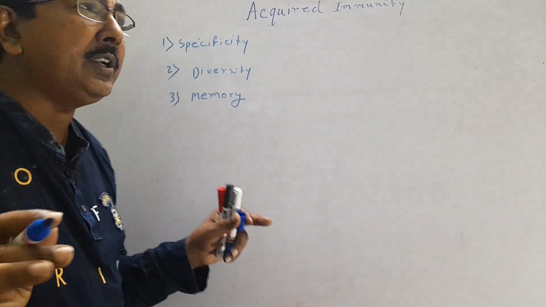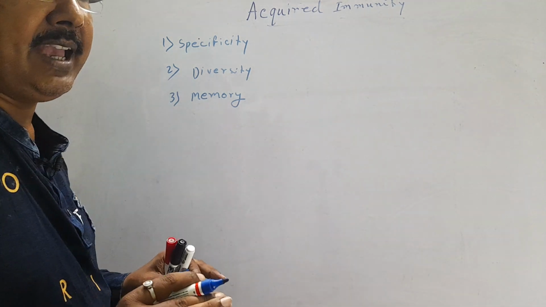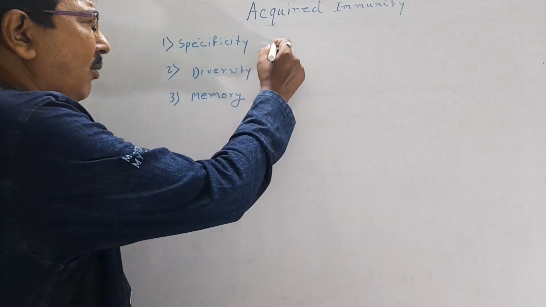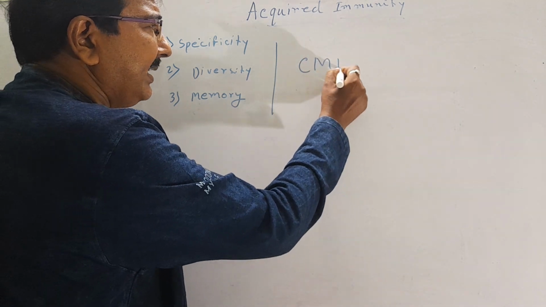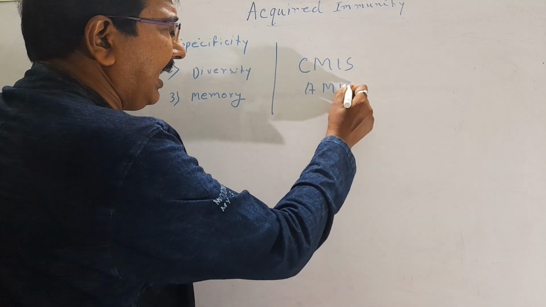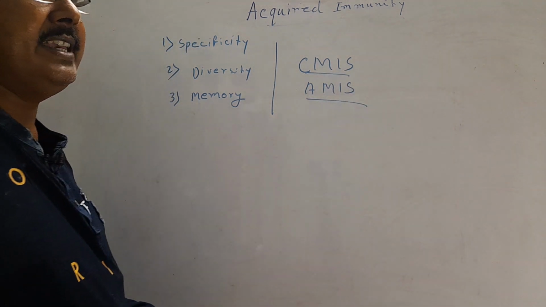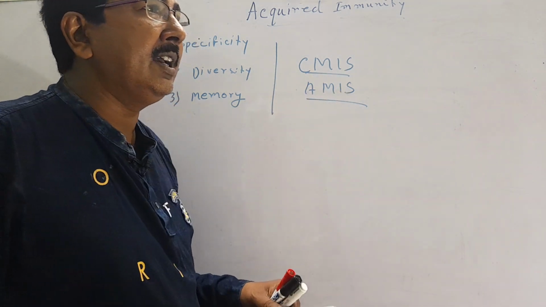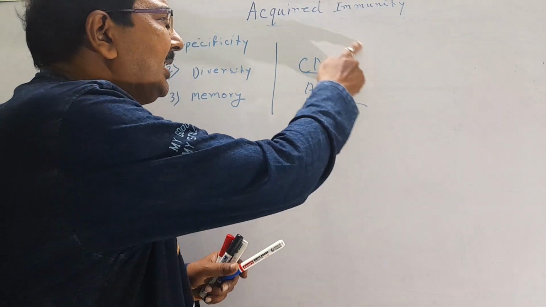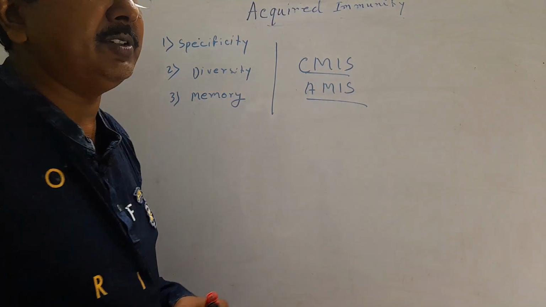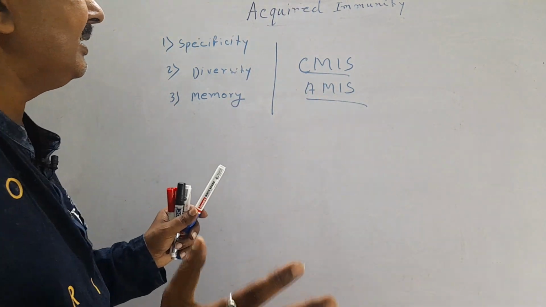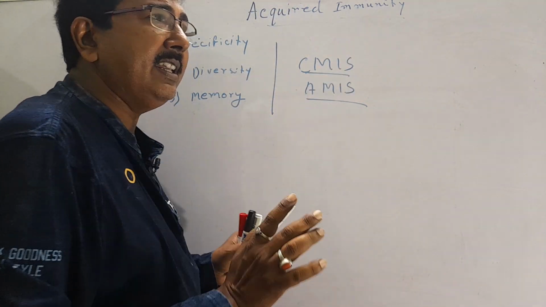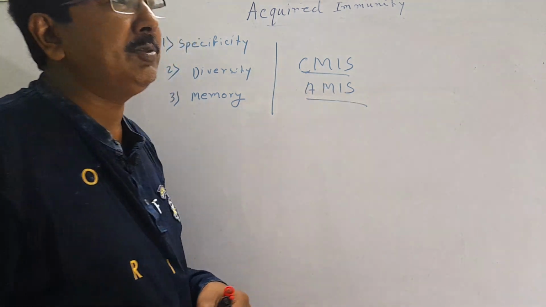Then acquired immunity works through two types of immune system. One is CMIS, another is AMIS. CMIS means cell mediated immune system. AMIS means antibody mediated immune system. These are the two systems of acquired immunity.